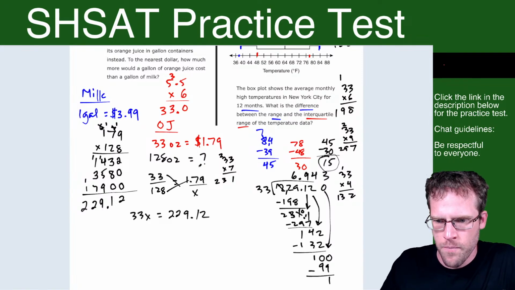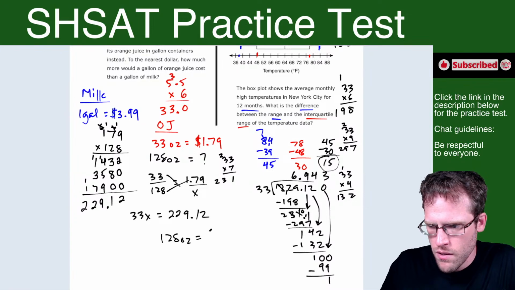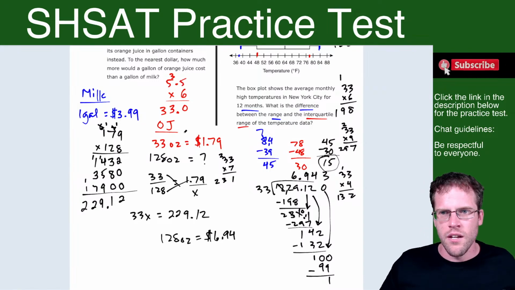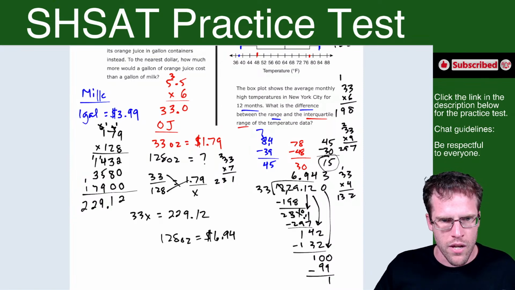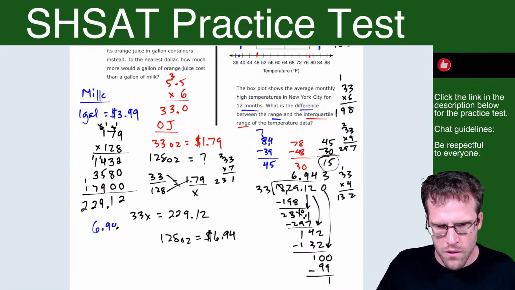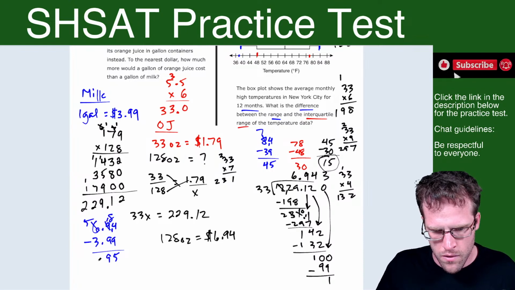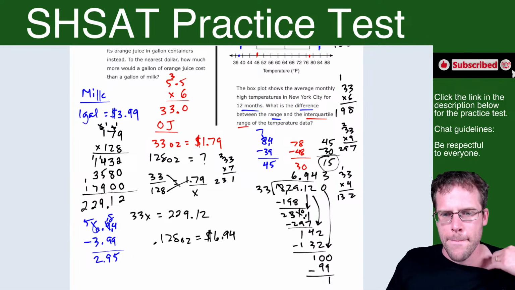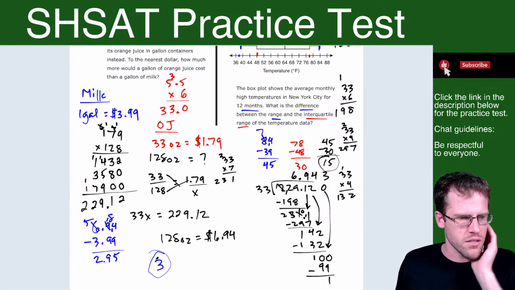So that'll be, let's see here, 128 ounces or a gallon is $6.94. If I get this wrong, I'm going to be devastated. So to the nearest dollar, how much more would a gallon of OJ cost than a gallon of milk? So now I just subtract these two. $6.94 minus $3.99. So $3 more. So to the nearest dollar, $3, please.